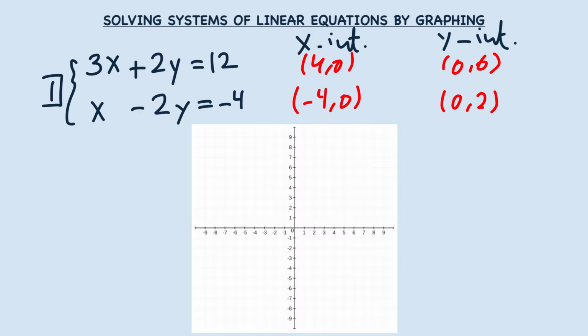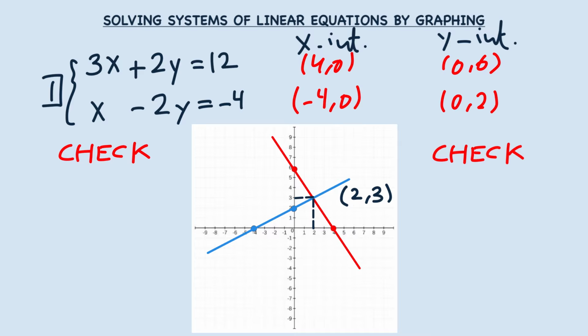Next step is to plot these points on the coordinate system. Let us start with the first equation and the first point, which is the x-intercept. We have the point (4, 0), which is this one, and point (0, 6), which is this one. Next, I have to draw a line between these two points. And for the second equation, we have (-4, 0) and (0, 2). Now simply we have to draw a line between these two points. Now, the intersection point between these two lines, which is (2, 3), is the solution to the system.